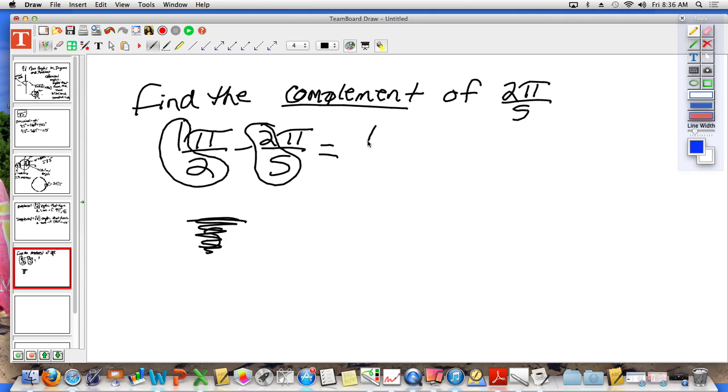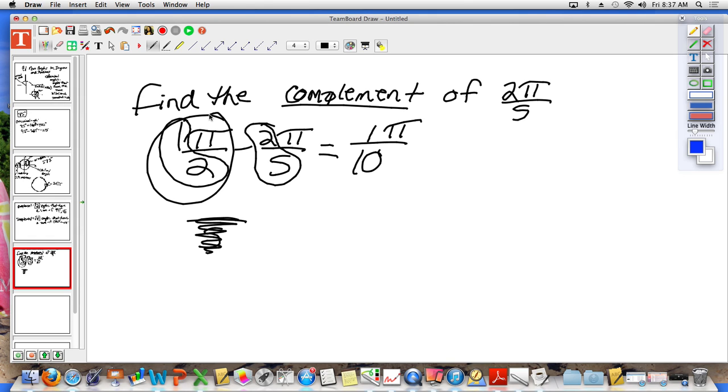So you end up with 1/10, but then of course we're talking about a pi. So that means that if we add together 2 pi over 5 and 1 pi over 10, we are going to get what? 90 degrees. We are going to get pi over 2, we're going to get 90 degrees. I want to talk about this problem now in terms of degrees, because if this is too confusing, I want to make sure we talk about it in terms of degrees.